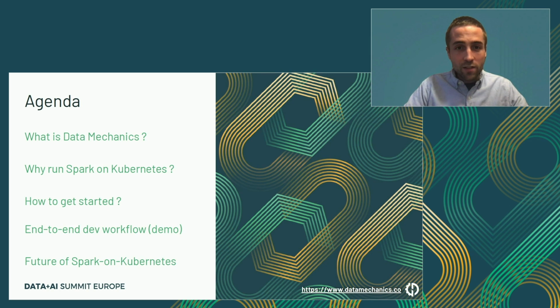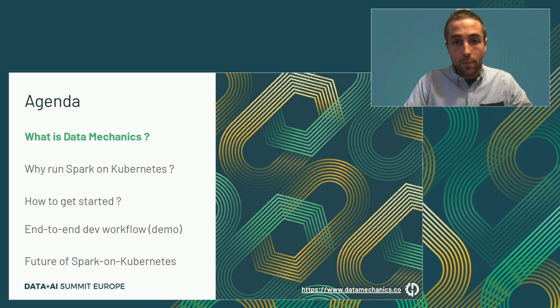Let's now see how we're going to spend the next 25 minutes together. First, we'll go over the motivations for running Spark on Kubernetes. Then we'll give you concrete advice to help you get started with it. We'll try to give you a look and feel of the dev workflow on Kubernetes through a demo running on the Data Mechanics platform. And finally, we'll talk a bit about the future of Spark on Kubernetes. But first, I'll say a few words about Data Mechanics so you understand our background with Spark on Kubernetes.